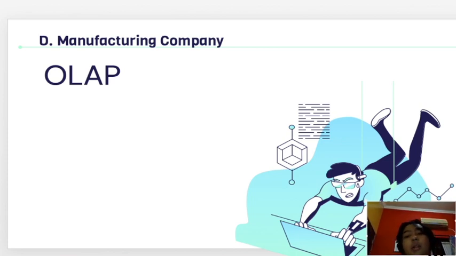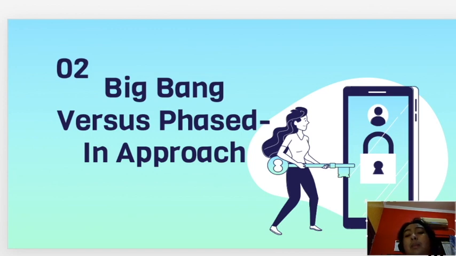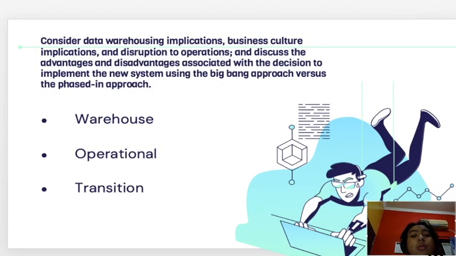All right, the second problem is Big Bang versus phased-in approach. You need to consider data warehousing implication, business culture implication, and disruption to operation, and discuss the advantages and disadvantages associated with the decision to implement a new system with the Big Bang approach versus the phased-in approach. Starting out, I would split this answer into four parts: warehouse, traditional, operational, transition, and lastly the advantages and disadvantages.